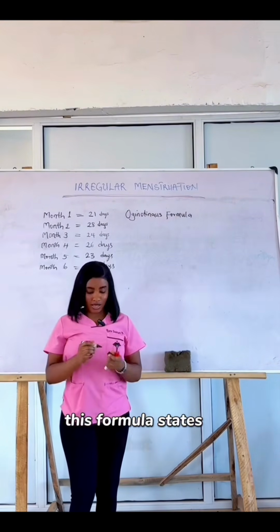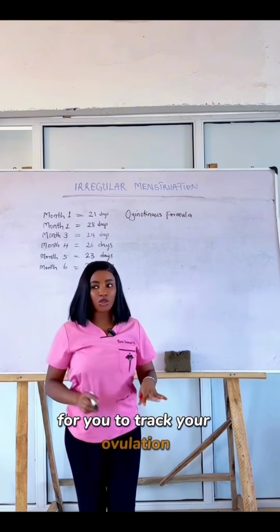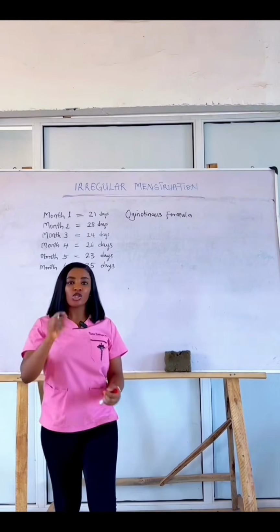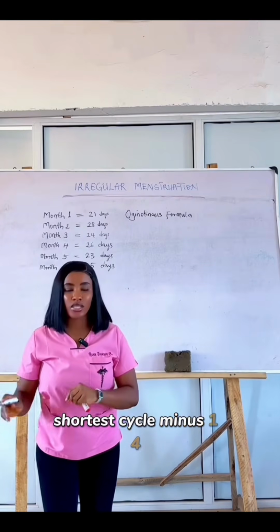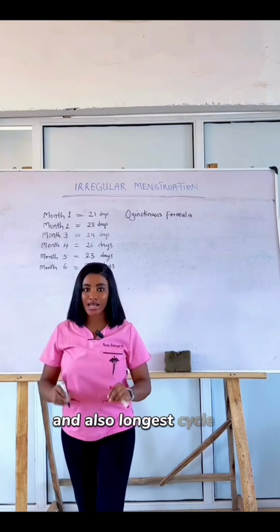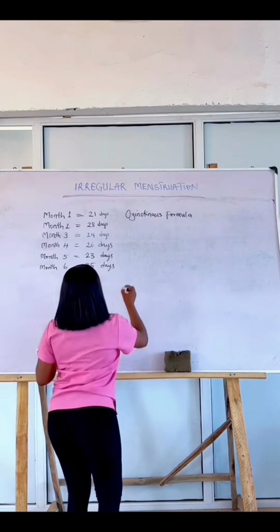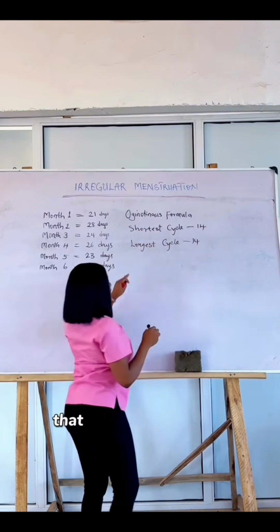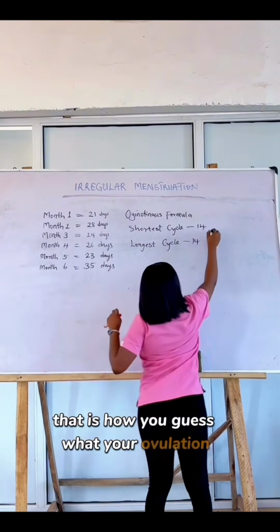This formula states that for you to track your ovulation if you have irregular cycle, what you are going to do is shortest cycle minus 14 and also longest cycle minus 14. That is how you get your ovulation.